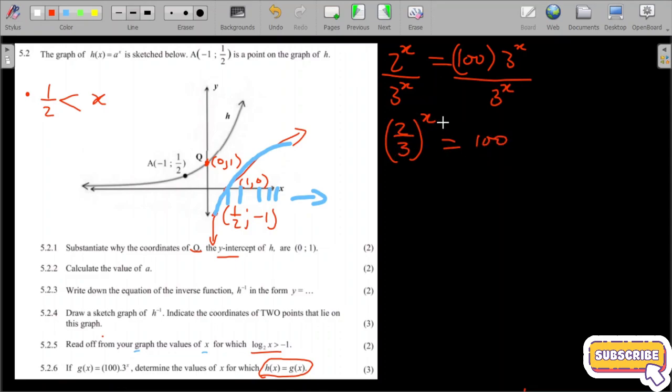Now from here, making x the subject of the formula, I have to introduce the log. So it's going to be x equals the log of 100 to the base 2 over 3. If I punch that in the calculator, it is going to give me exactly -11.36. So this is the x value that I was supposed to find if h at x is equal to g at x.